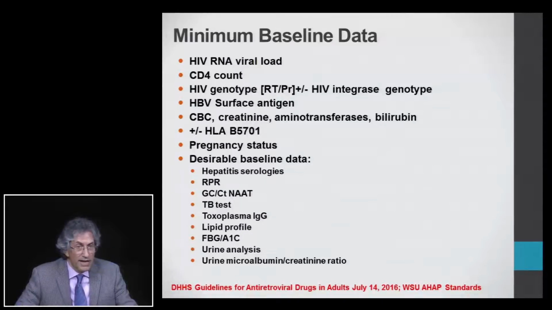And then there's other desirable baseline data that's really for primary care of people with HIV and is discussed in the other presentation. Hepatitis serologies, STD testing, tuberculosis testing, toxoplasma antibody testing. You want to know lipids. You want to screen for diabetes. We want to know a general urine analysis, and we want to look for subtle protein leaks in the kidney with the microalbumin creatinine ratio.